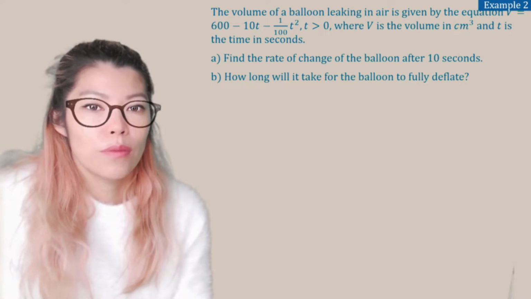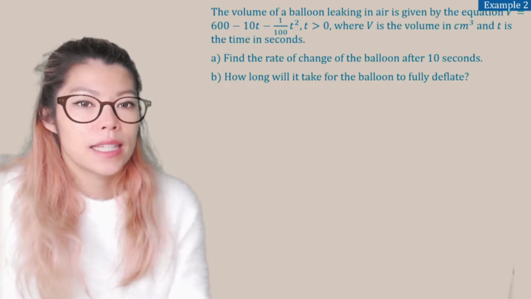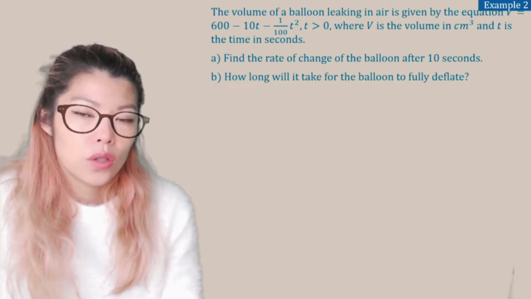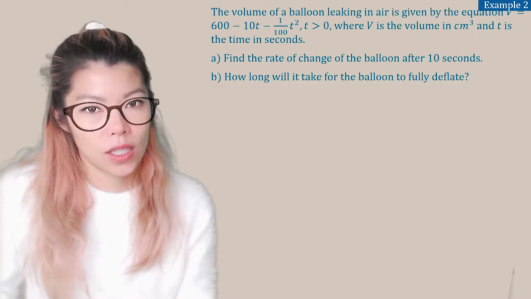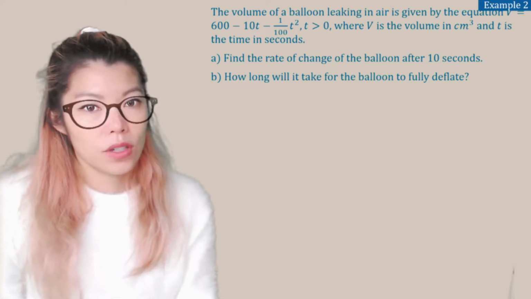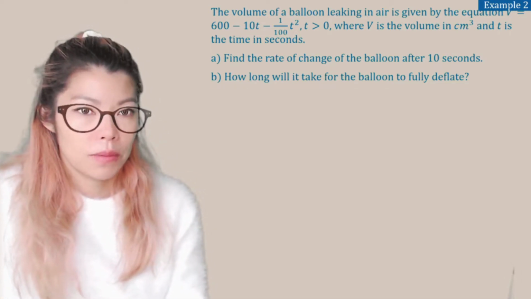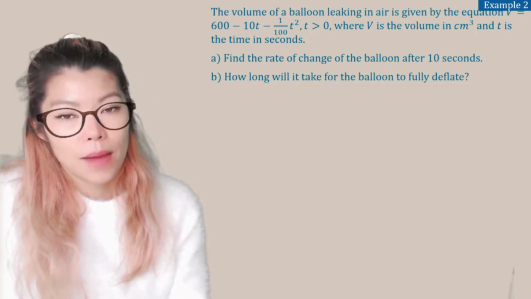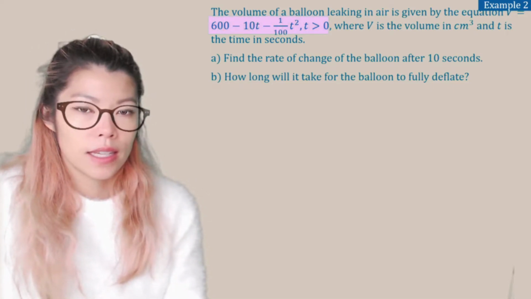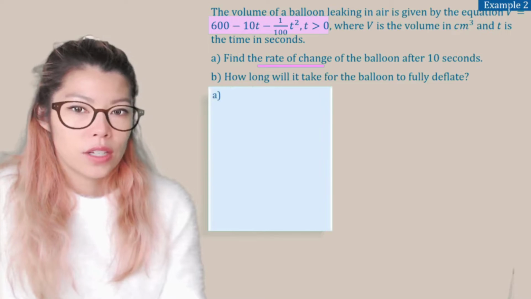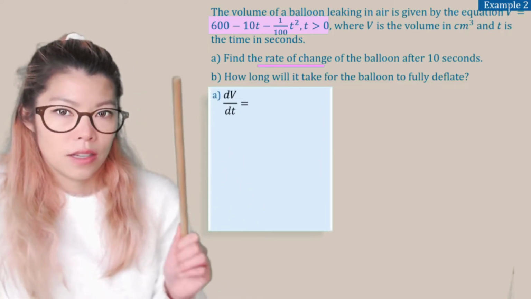Example 2, the volume of a balloon leaking in air is given by the equation V equals 600 minus 10t minus 1 over 100t squared, where t is greater than 0 and V is the volume in centimeters cubed, and t is time in seconds. Find the rate of change of the balloon after 10 seconds. So the rate of change means we're just finding the derivative.